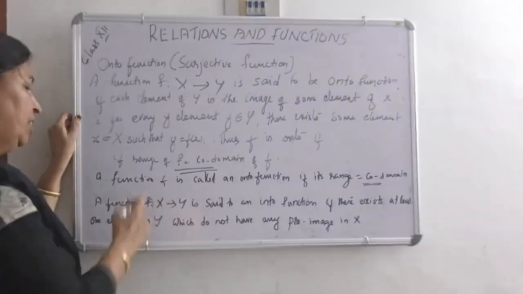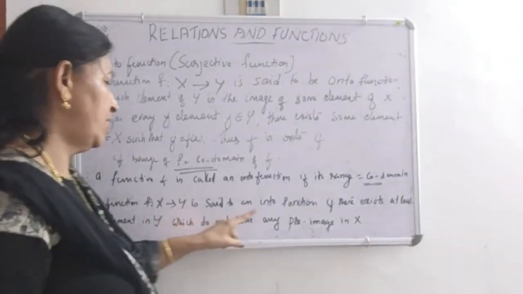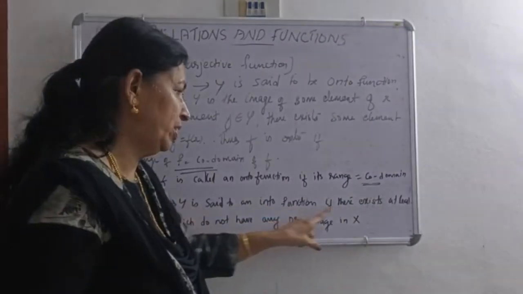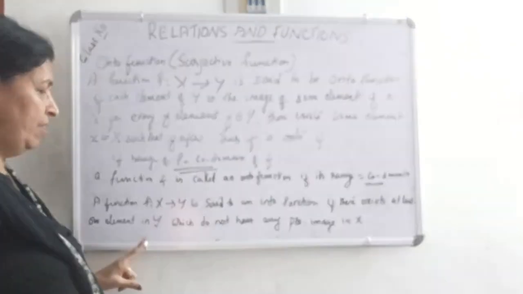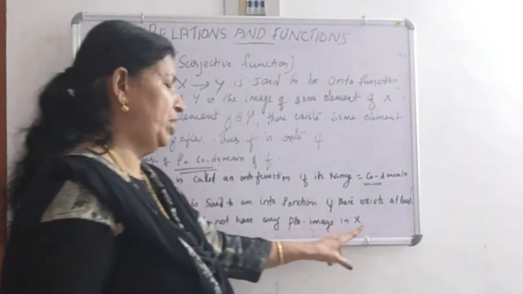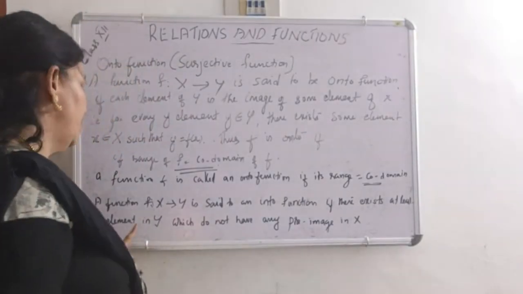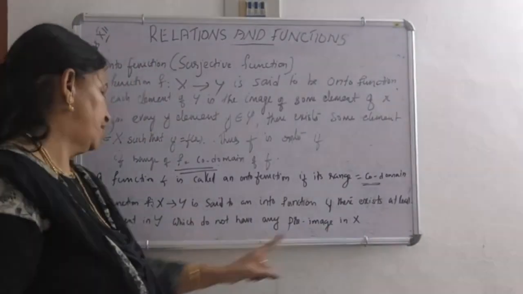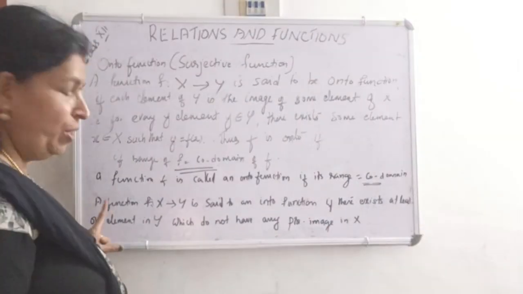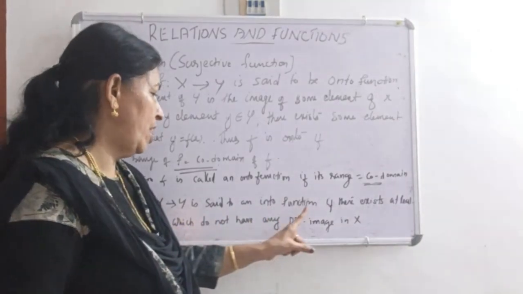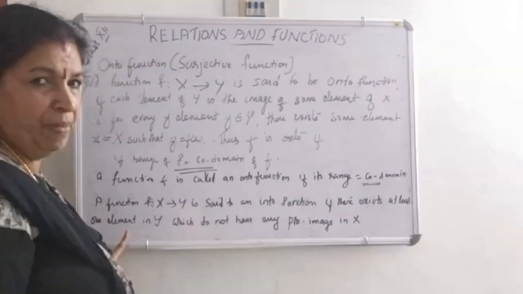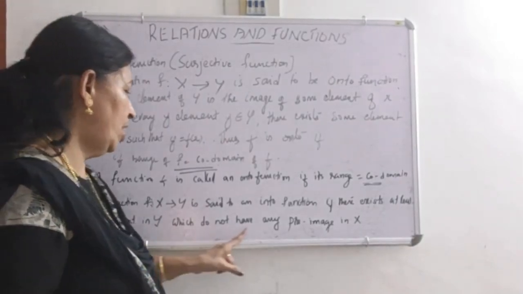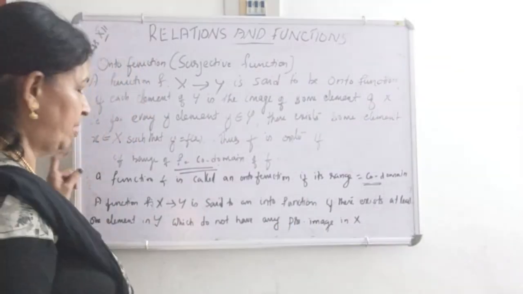Next, a function f from X to Y is said to be an into function if there exists at least one element in Y which does not have any pre-image in X. A function f from X to Y is said to be an into function if there exists at least one element in Y which does not have any pre-image in X.